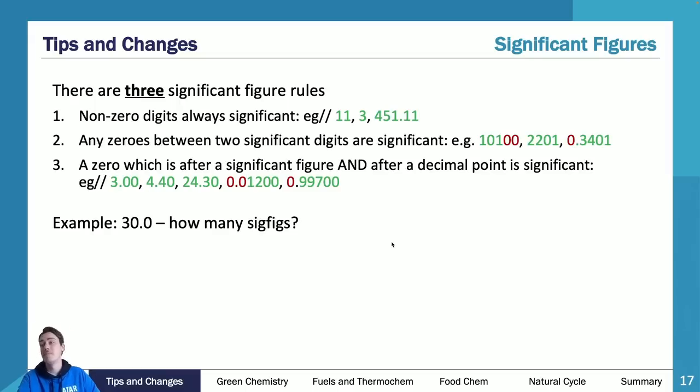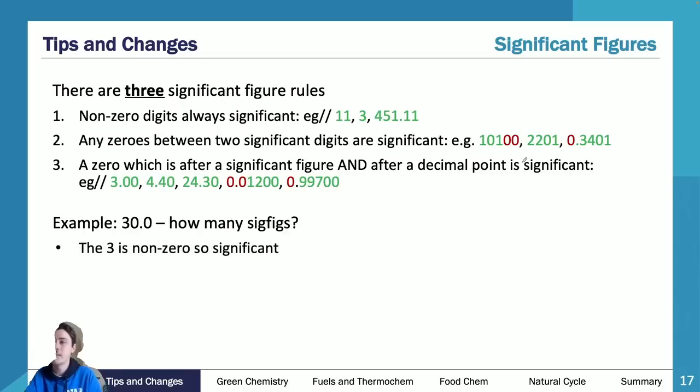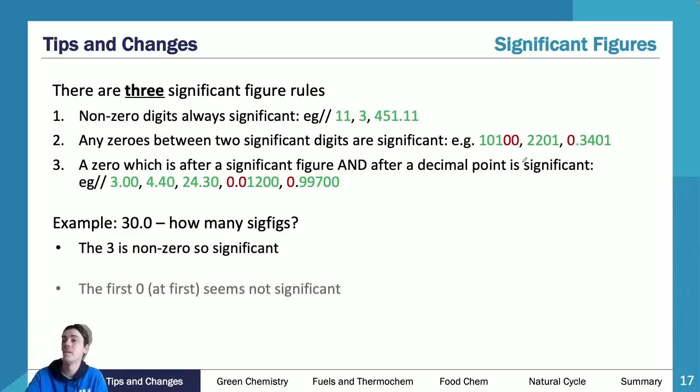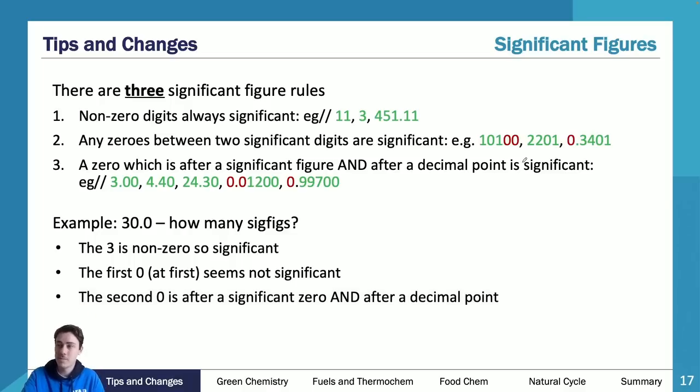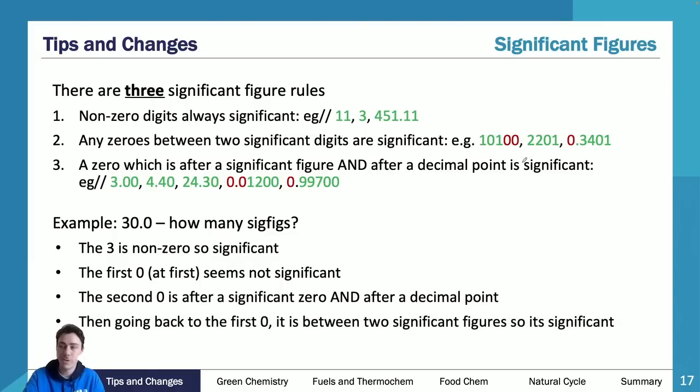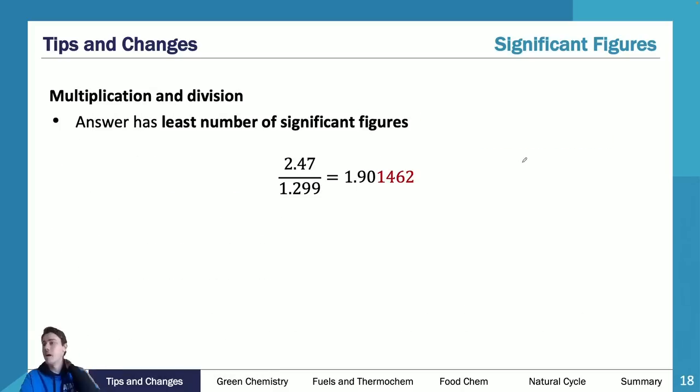Now, example, 30.0, how many significant figures is this? Let's go through it. So, here you go. The 3 is a non-zero, so it's significant. The first 0 at first seems not significant. But then the second 0 is after a dot point, so therefore it's going to be significant. And then the first 0 becomes significant because it's between the 2, so therefore I have 3 sig figs, or significant figures. Also, just some other aspects.